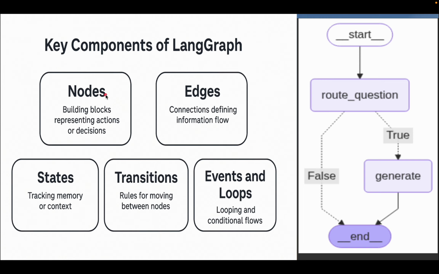What are nodes? Just to reiterate, nodes are logical building blocks. It's like a Python function which is capable of doing something. Then we have edges, where the information flows from one node to another. State is something like the brain of an agentic application. Transition defines the rule, and loops are where we loop around, like a conditional flow. Now, let's go to the demo part.